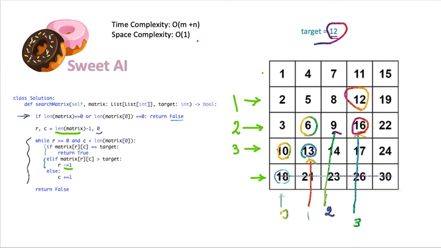And this is how we solve it. In the worst case it's going to be m plus n, where m is the number of rows and n is the number of columns, since we iterate over at most that many items. And the space complexity is going to be 1 because we are not using any extra space.